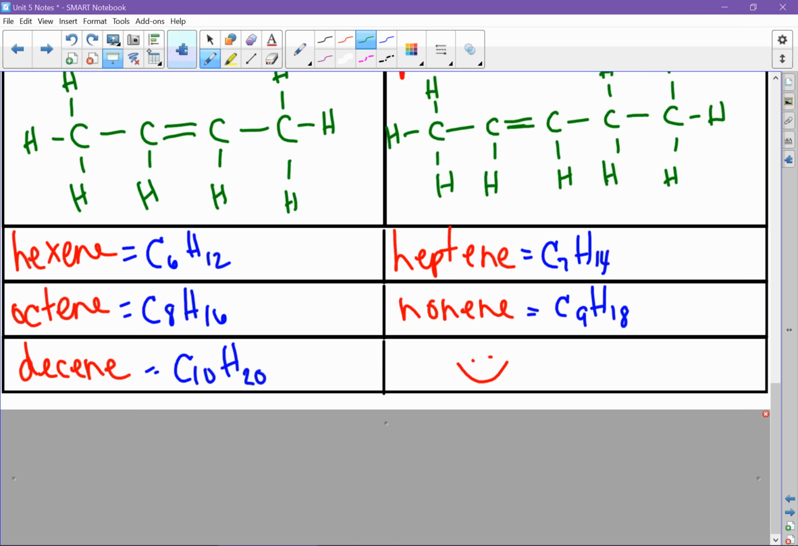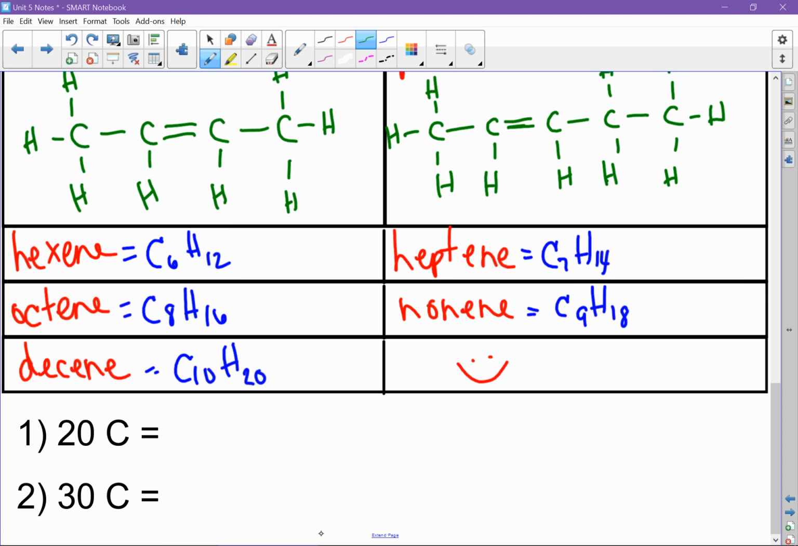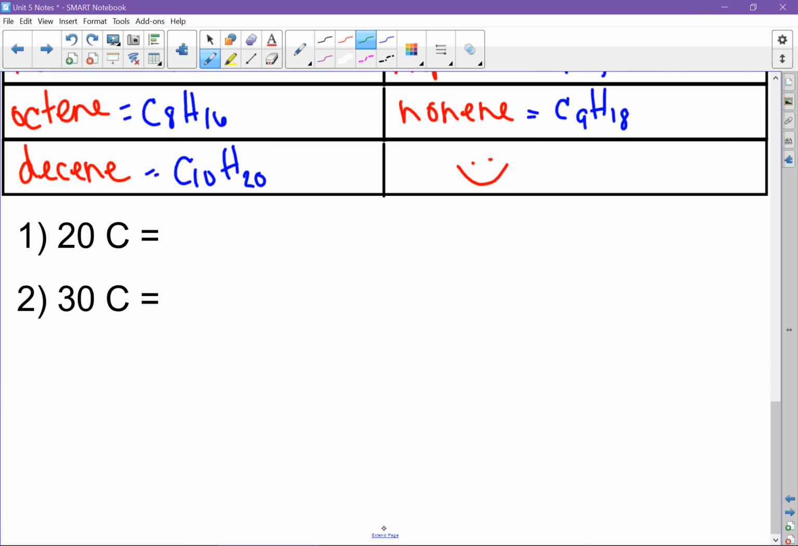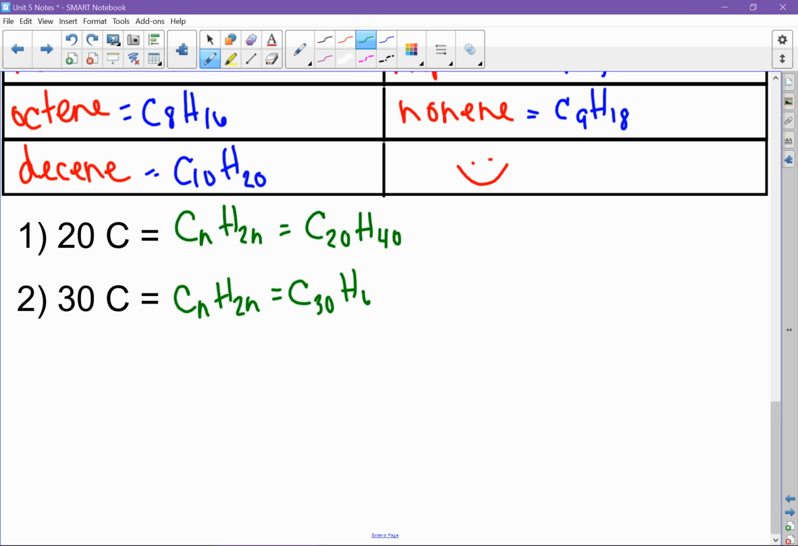But let's try a couple questions on this. If we had 20 carbons in an alkene, what we would do is we would use this formula. In this case, C would be 20, and we would double it. So H would be 40. If I had 30 carbons, then CnH2n, I would have C30, H60.